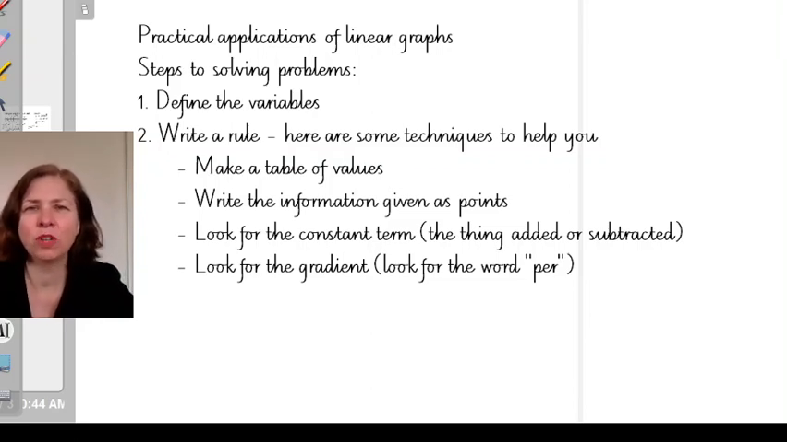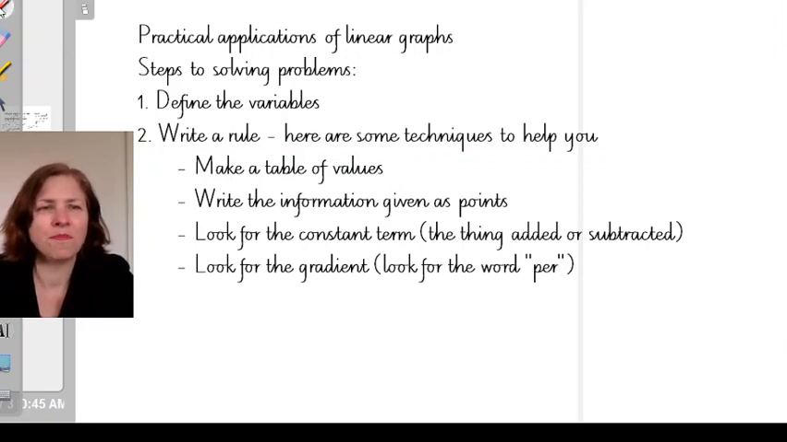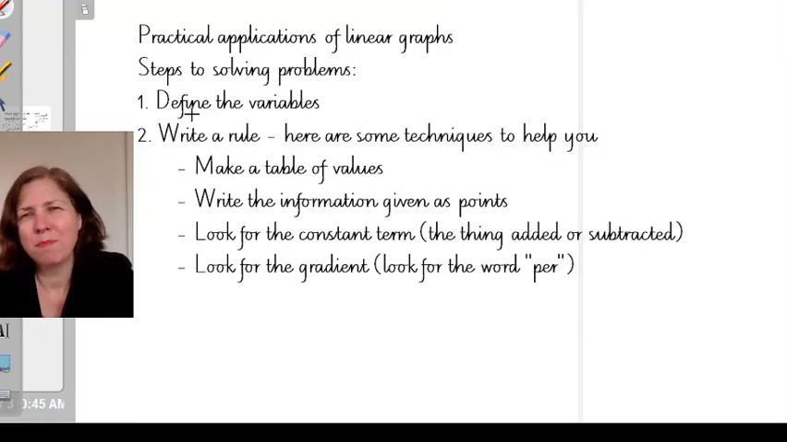In this lesson we're looking at practical applications of linear graphs. So these are those kind of worded problems where you need to work out some information and they're kind of like semi-real life contexts. So maybe the context of the problem is something real, but the problems are a bit simpler than what we would normally encounter because these are practicing for year 9.